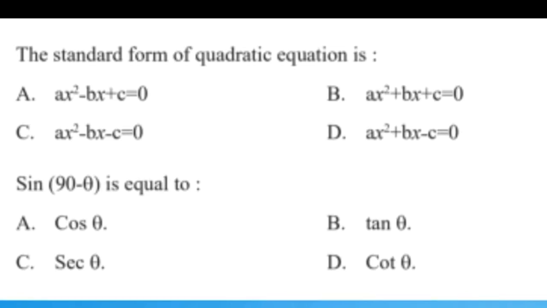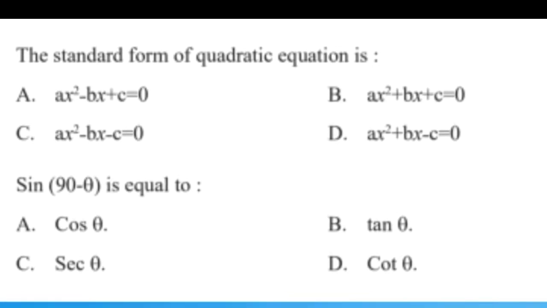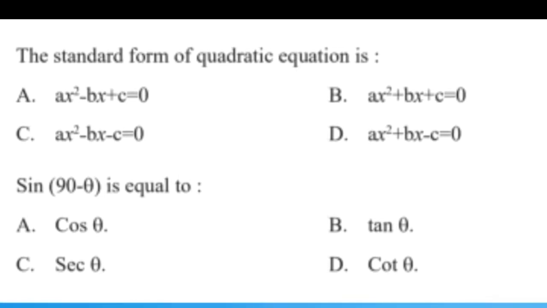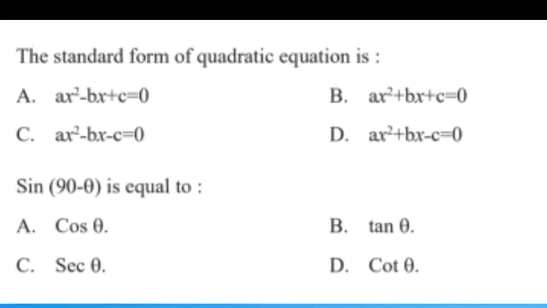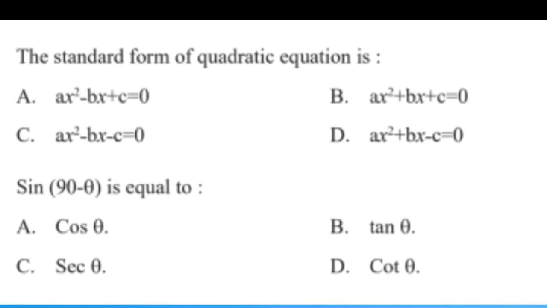Moving on to the next question, sin 90 minus theta is equals to. If you know complementary angles, sin 90 minus theta will be equals to cos theta. So the answer is cos theta. Which option is correct? The A option is correct, children. So A is cos theta. You need to shade the A option.